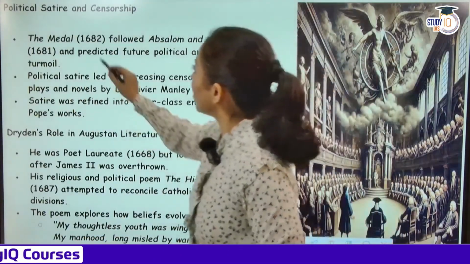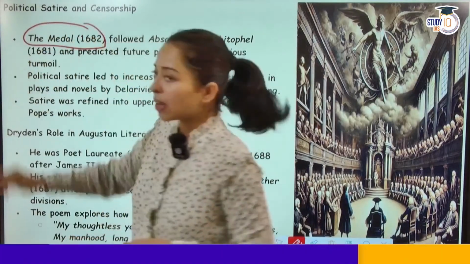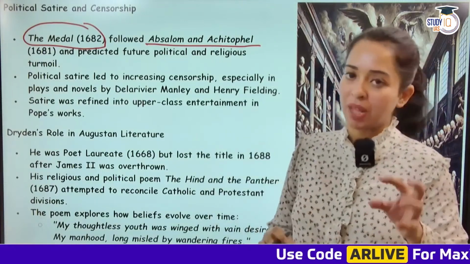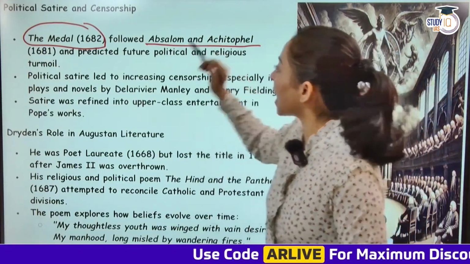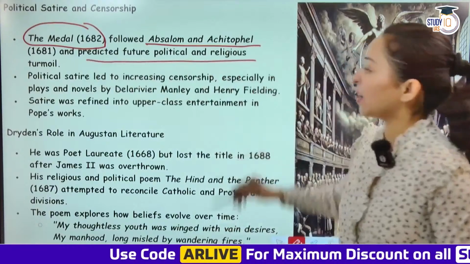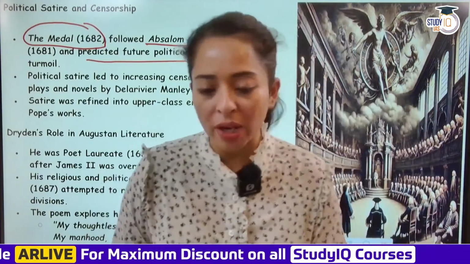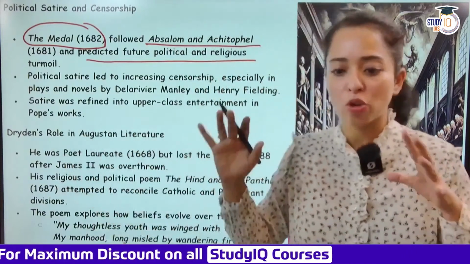The Medal, उन्होंने फिर लिखा Medal, एक और इन्होंने satire word लिखा था. This followed Absalom and Achitophel, 1681 में, another satire by John Dryden, and this predicted future political and religious turmoil. और ये it was talking about the religious intolerance जो कि बहुत increase हो रहा था. The turmoil was there, and that is talked about there.